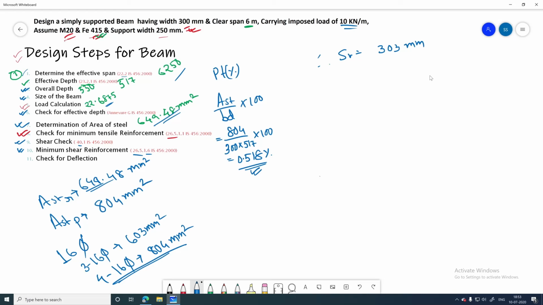Okay, but for the shear reinforcement, the maximum spacing is given in the code as per 26.5.1.5, let's see.